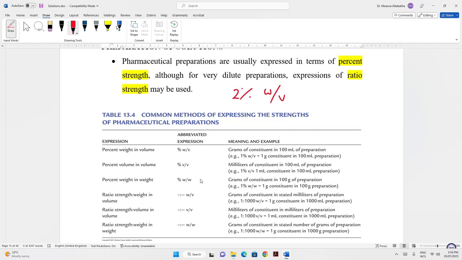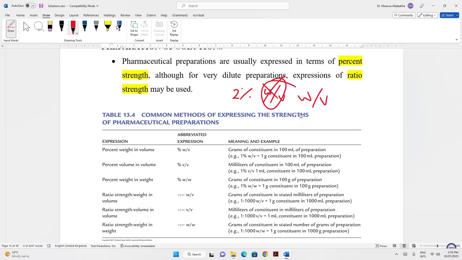Before I move to the second one, you need to know that sometimes I may not give you W by V. I just tell you 2%. For example, I tell you the concentration of sodium chloride in water or in a solution is 2%. I know I'm talking about sodium chloride, which is a solid, and solution is a liquid. I know this. That's why it will automatically be W by V, even though I'm not mentioning that.